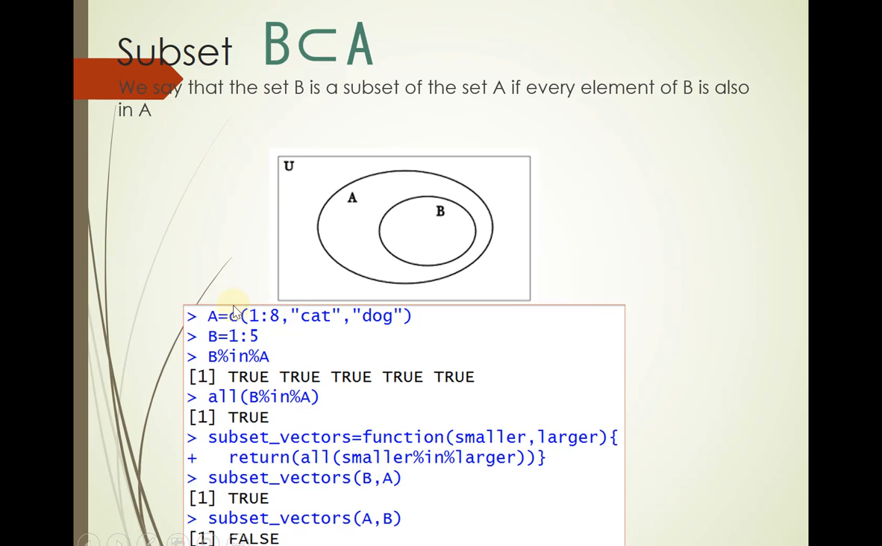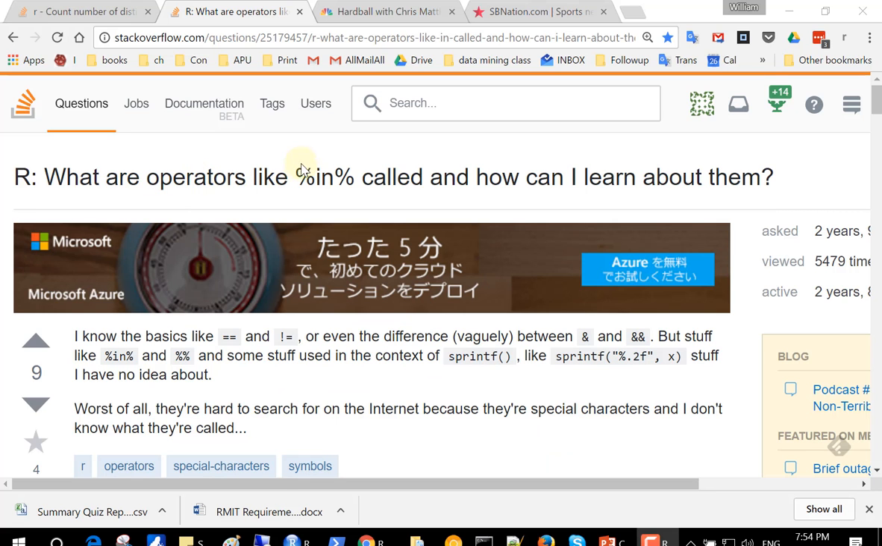So let's take a look at this. Here we have a set A, and we have a set B. And here we're using a new operator. So one thing about this operator is it's nearly impossible to Google it. You can't find it if you try to look in Google. Google doesn't know how to search for this, so it's really troublesome to figure out what it is. But here's a question from Stack Overflow. It says, what are operators like this called, and how can I learn about them?